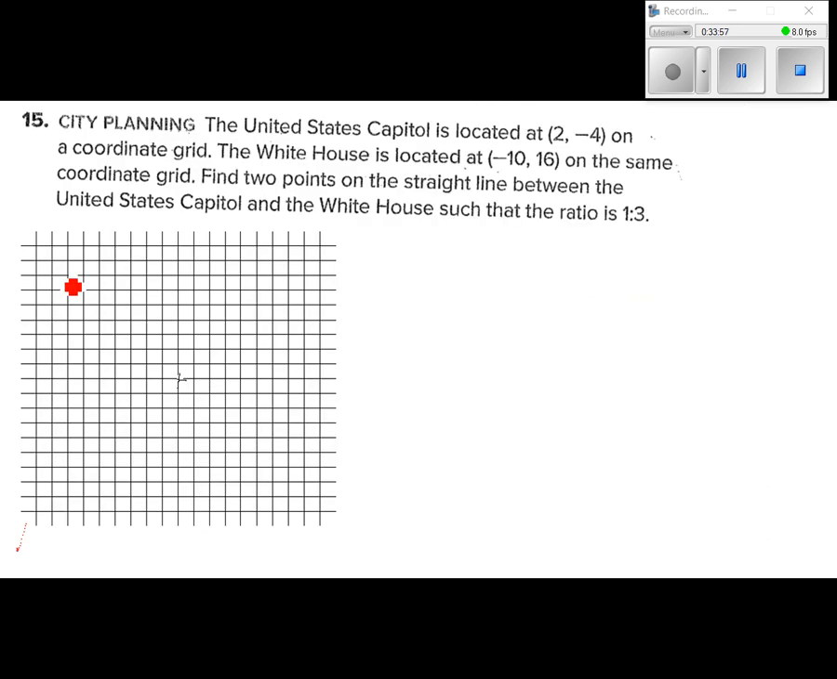City planning in the United States Capitol is located at 2, -4 on a coordinate grid. The White House is located at -10, 16 on the same coordinate grid. Find 2 points on the straight line between the United States Capitol and the White House such that the ratio is 1 to 3. Find, why does that say find 2 points? Not sure why that says find 2 points. Does it make sense to anybody that we're going to find 2 points?